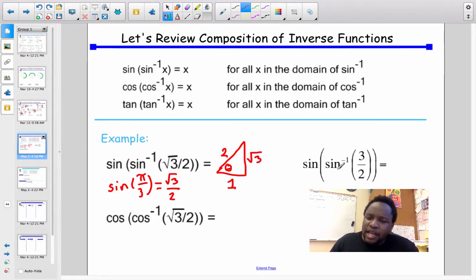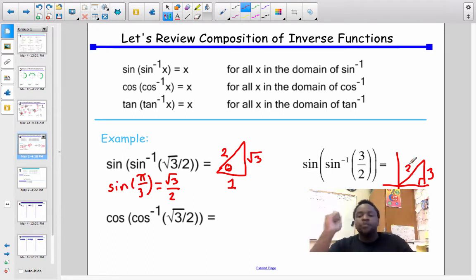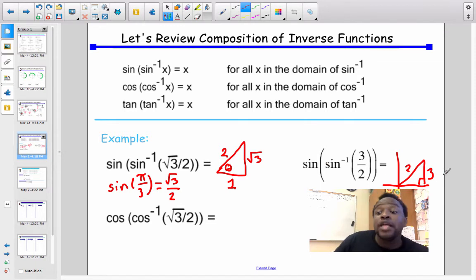So sine of inverse sine of 3 over 2. All right, so let's draw this out. So we have this going on. We have the opposite side is 3. The hypotenuse is 2. Ring, ring, ring, the bell should be going off. Something is wrong. There's no way for the opposite side to be longer than the hypotenuse. So this one has no solution. This one just does not work.